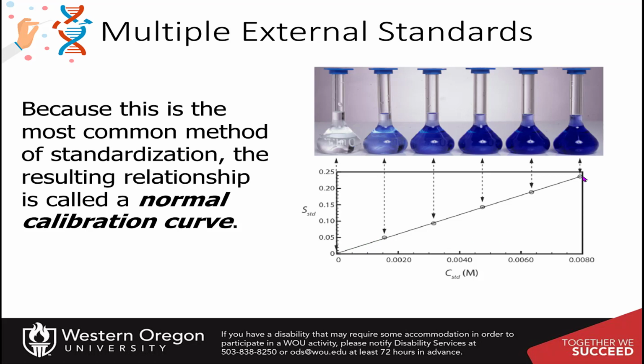And then same thing up here, if we have a sample that's really concentrated and say was reading up at 0.42, our highest sample doesn't go up that high. And so we would want to either make a more concentrated standard so that we would know it's still in the linear range, or we would want to take our sample and dilute it until it falls into the range of our standard. And then we could take a reading and then calculate the dilution and then back calculate the concentration of the actual sample. Okay? So when you use these multiple external standards, this is called the normal calibration curve.